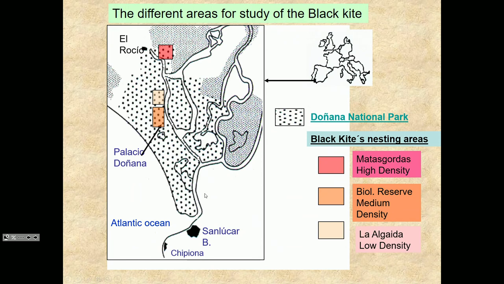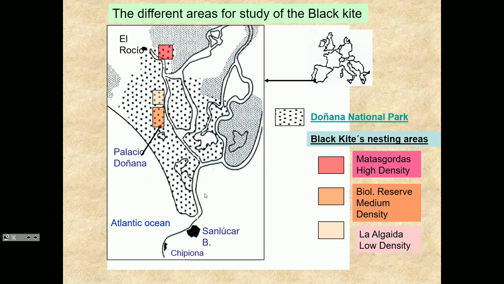So for studying this in relation to breeding density, we had three different sites. If you look on the right here, you see the dotted area, the Doñana National Park, and it's surrounded by nature reserves. Roughly 50,000 hectares is the national park, surrounded by 50,000 hectares of nature reserves, which have less jurisdiction. And so we selected three areas, Matagordas, which is actually just outside the national park, but it's in the nature reserve.